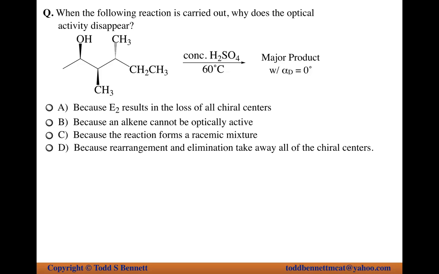Got to go through the mechanism on this one. So when the following reaction is carried out, why does optical activity disappear? So in the very beginning, I must note that I have 1, 2, 3 chiral centers. To have all optical activity disappear, all of them have to be lost. So mechanistically, I need to figure out what the heck is going on.